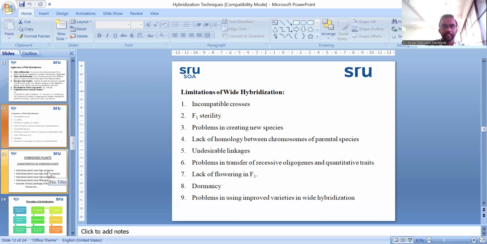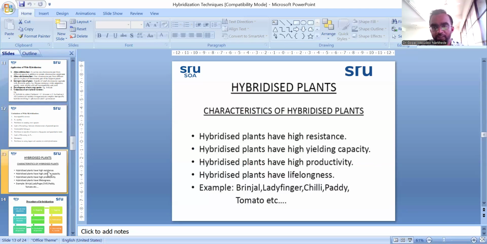Here we can see characteristics of hybridized plants like high resistance, high yielding capacity, high productivity, and longevity. Examples are brinjal, okra, chili, rice, and tomato.